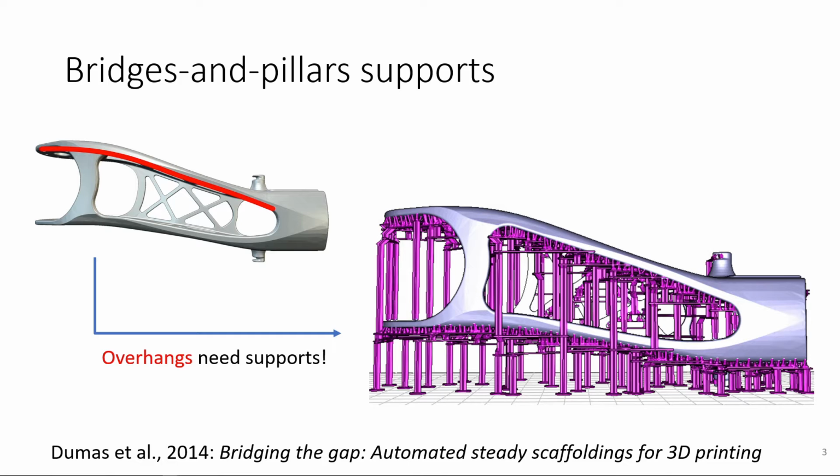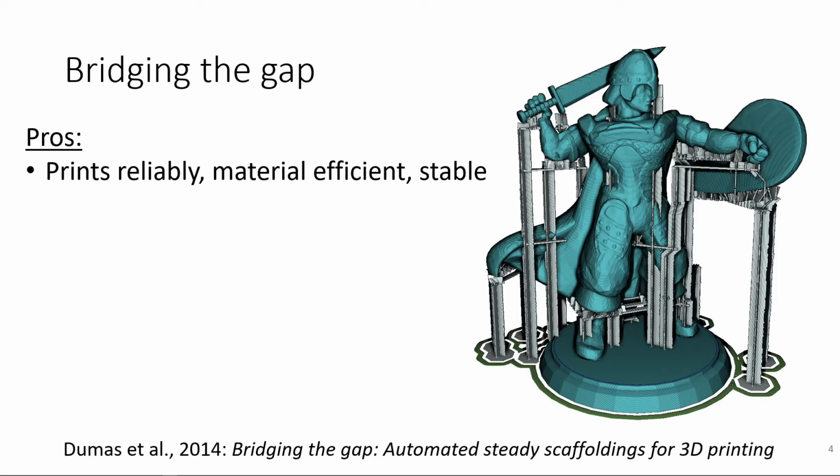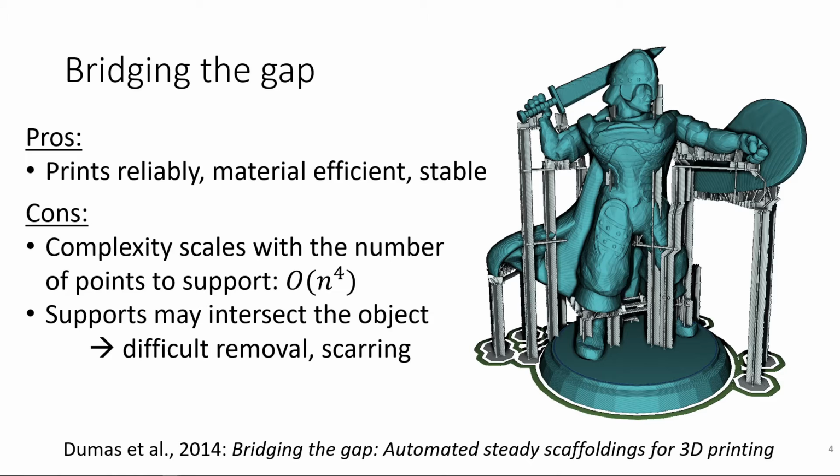There are many support generation techniques balancing reliability, sturdiness, printing time, material cost, and plenty of other factors. Our algorithm improves the generation of the bridges and pillars supports introduced by Dumas and colleagues in 2014. These support structures are shown to print reliably, be material efficient and stable in their article. Unfortunately, their algorithm scales steeply with the number of points to support, which I will refer to as anchors in the rest of the presentation.